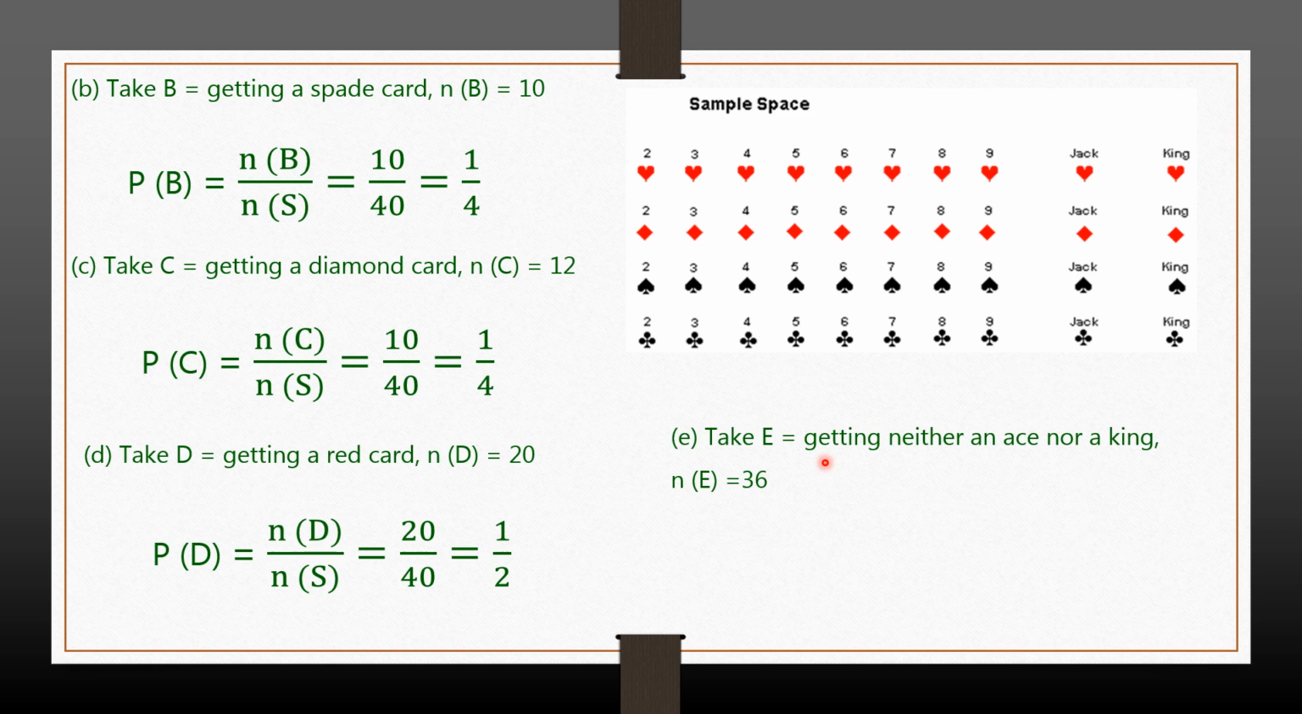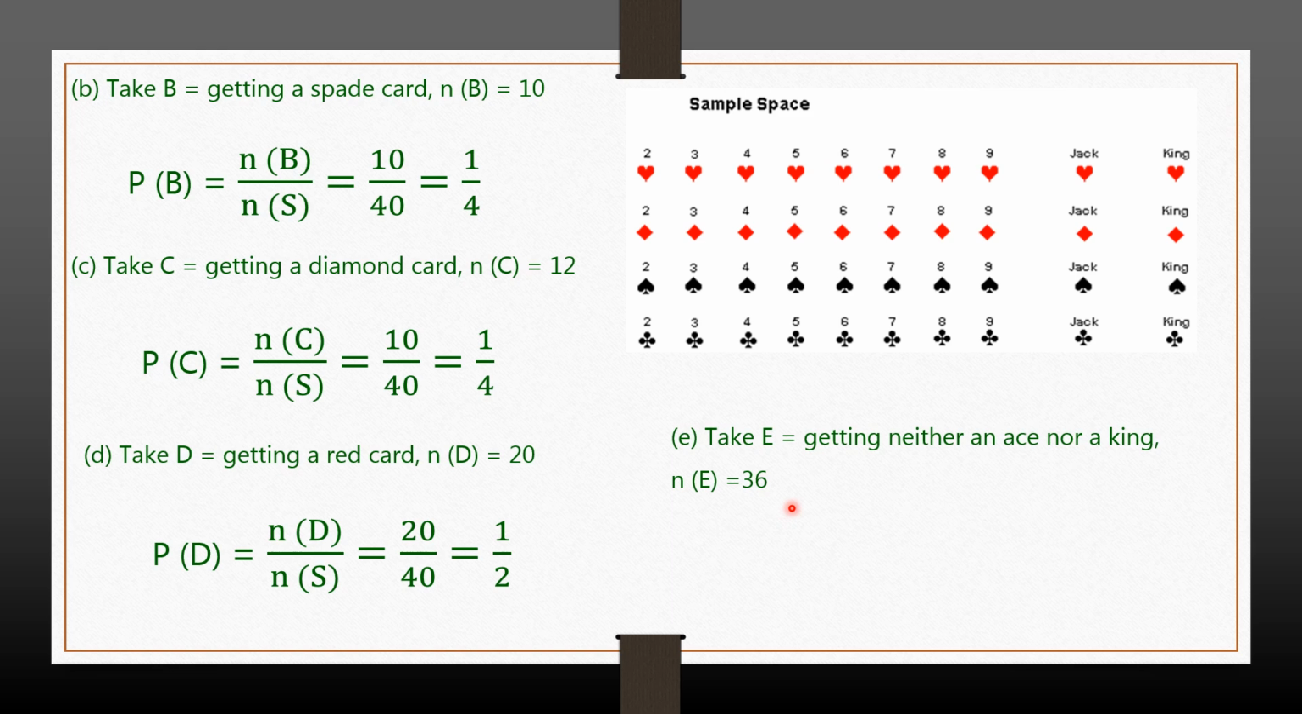We should not get any ace and we should not get any king also. But here aces are already not there in the sample space, so no need to consider this condition. Nor a king. We have 4 kings. Whatever card you are selecting, it should not be a king. For that condition, you can take any card from the remaining 36 cards. Therefore, all the 36 cards are favorable to E.